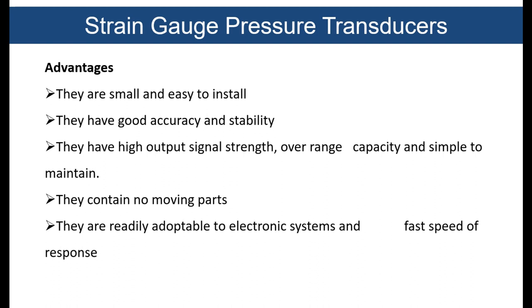Advantages of using strain gauge pressure transducers include: they are very small in size and easy to install. They have good accuracy, and along with good accuracy they have very good stability also. They have high output signal strength. Whatever the range capacity, they are easy and simple to maintain. The best part is that they do not have any movable parts. They are readily adaptable to electronic components and have a fast speed of response, which means very good speed of response, and are easily implementable to any electrical component.